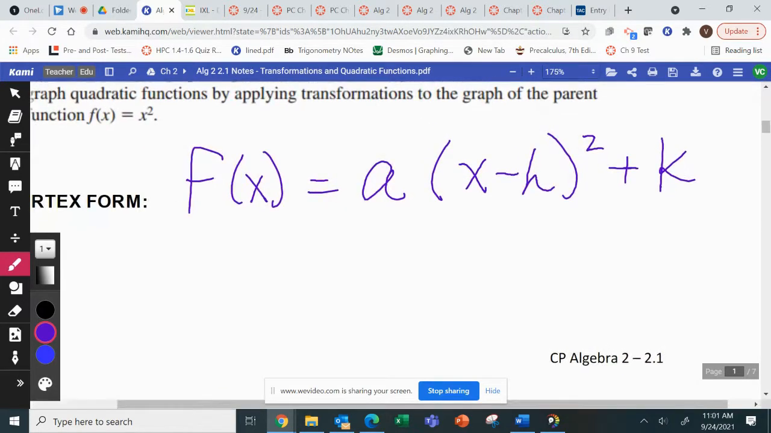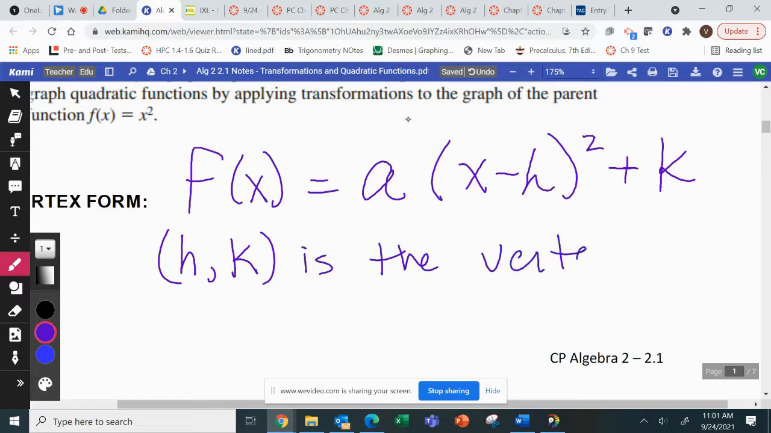Now, in this form, h comma k is the vertex. We talked about vertices last time being in our parabola, that point right in the middle that doesn't have a mirror. So we can find the vertex of our parabola immediately if the equation is set up in vertex form.